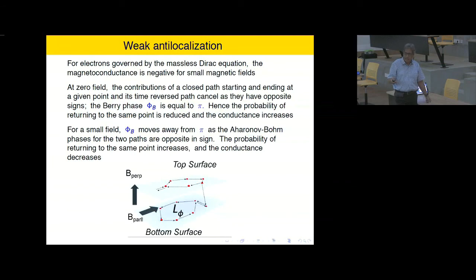Now you'd expect this to be most prominent for paths on the top surface in the presence of a magnetic field, but it happens even for the case of the magnetic field being parallel to the surface, because there are paths which go into the bulk of the system and then come back to the top. So you'd expect this negative magnetoconductance, or weak antilocalization, even for both perpendicular and parallel fields.